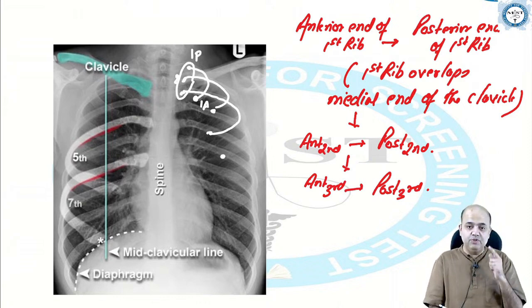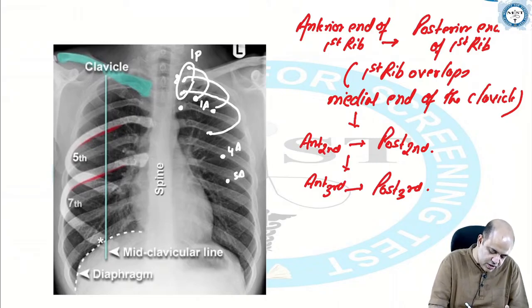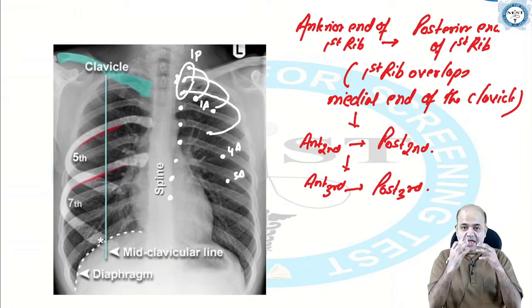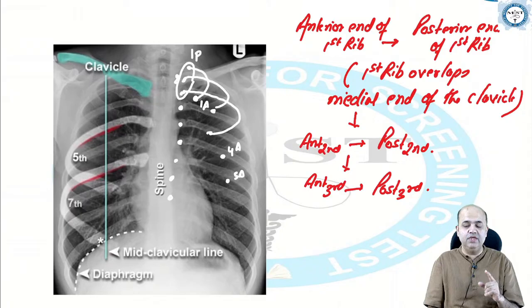This is the posterior end of the fourth rib. This is the anterior end of the fourth rib. This is the anterior end of the fifth rib. Over here also, this is the fourth rib posterior, this is the fifth rib, this is the sixth rib, this is the seventh, this is the eighth, this is the ninth. So as we go down, they become more spaced out and we can count the ribs easily.